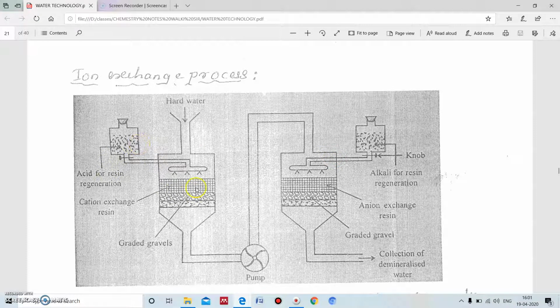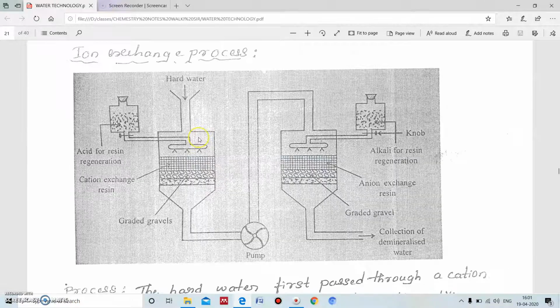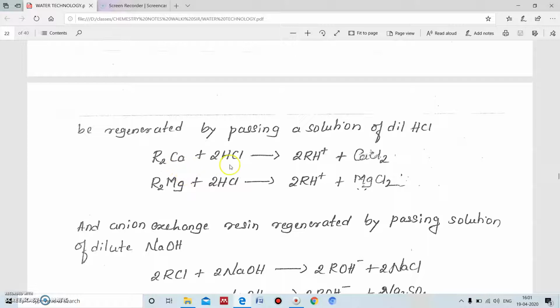For the regeneration of the cation exchange resin, acid is passed. Initially, calcium and magnesium ions were exchanged from the water. When we pass the acid, the H+ ion present in the acid exchanges with the calcium ion present in the resin, and it forms calcium chloride. If the resin contains Mg ions, they are exchanged with H+ ions from the acid, and it forms magnesium chloride.